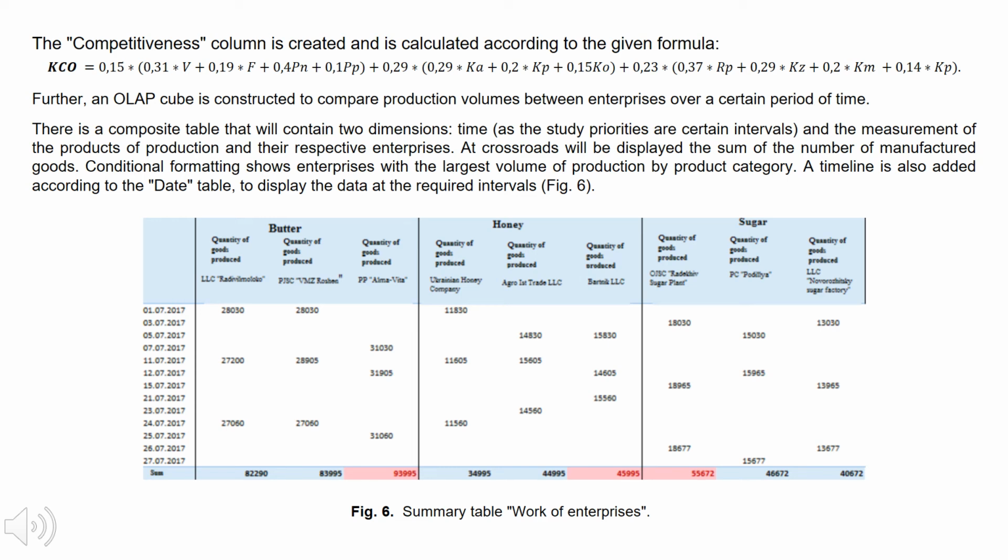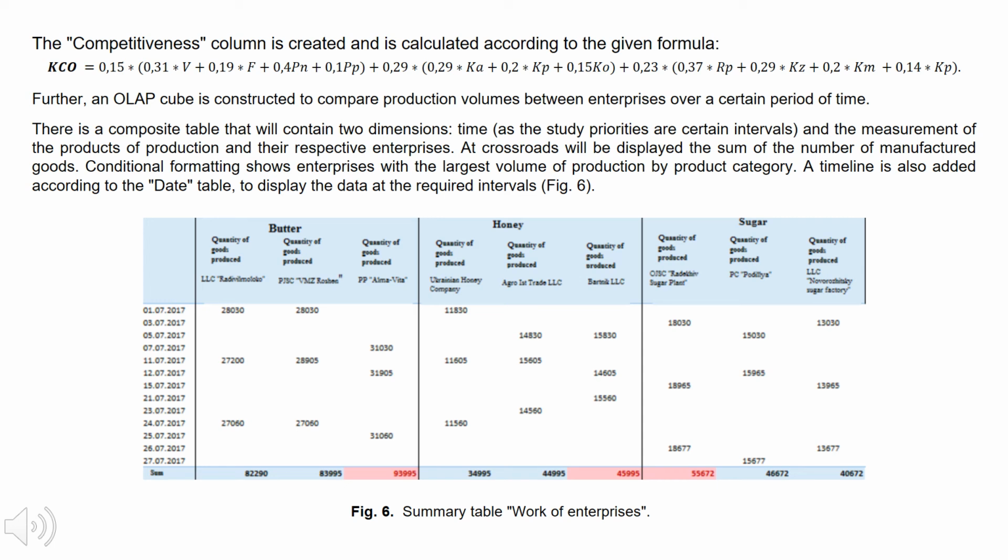Further, an OLAP-cube is constructed to compare production volumes between enterprises over a certain period of time. This is a composite table that will contain two dimensions: time, as the study priorities are certain intervals, and the measurement of the products of production and their respective enterprises. At the crossroads will be displayed the sum of the number of manufactured goods.